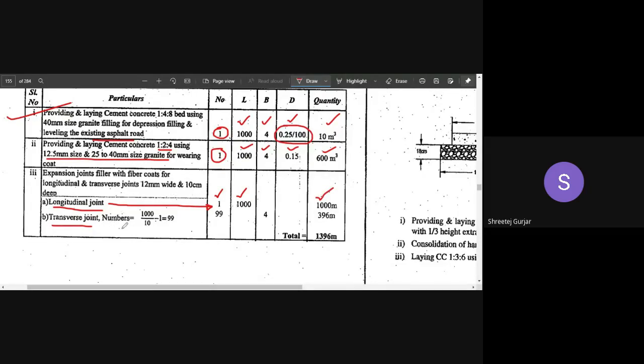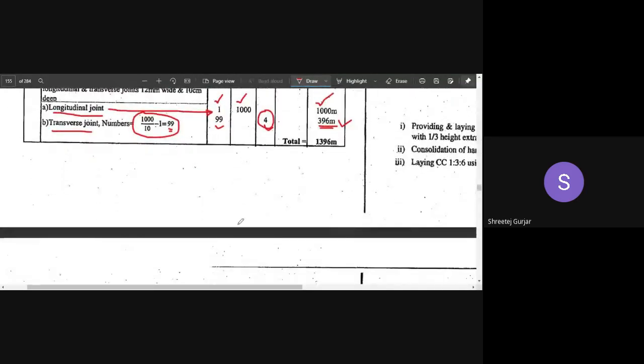Now the number of transverse joints. As I've told you, we have to provide them every 10 meters. So 1000 is the length of your road, divided by 10, the interval, minus 1. We get 99 transverse joints that we have to provide. So 99 into 4, where 4 is the width of your pavement. This is the total meters of transverse joints that we need to provide, which is 396 meters. Let me draw it if you are getting confused.